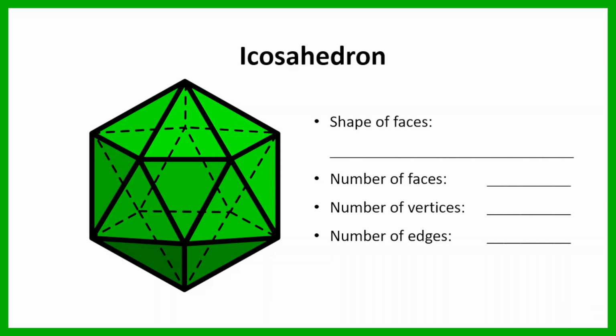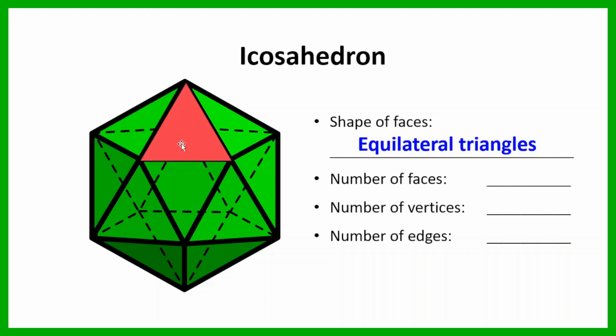Okay, so let's go through that. So first of all, the shape of the faces. All of the faces are equilateral triangles. The number of faces, we've got 1, 2, 3, up to 20. So there are 20 faces altogether on an icosahedron.